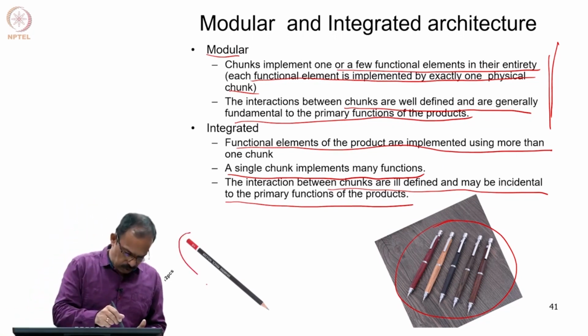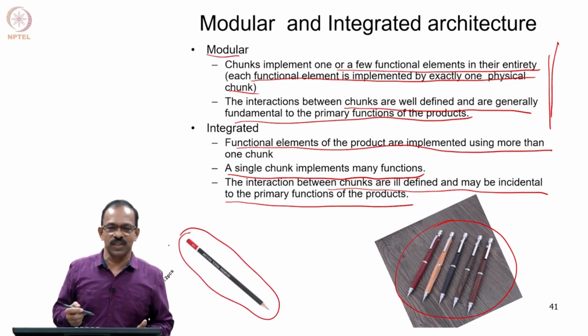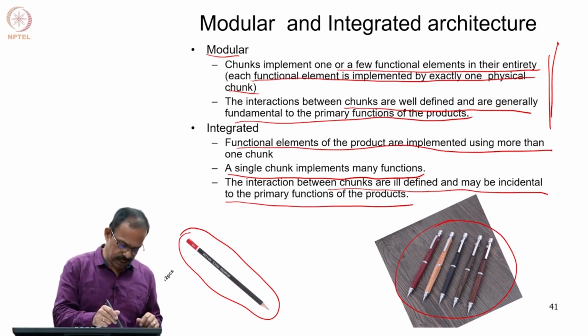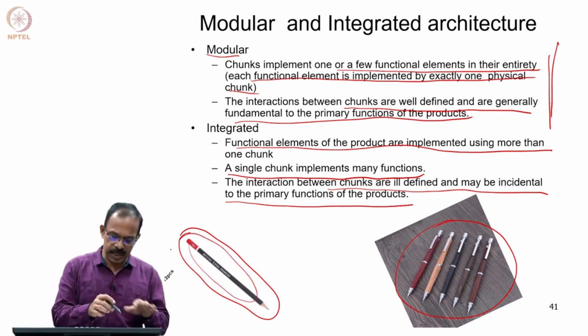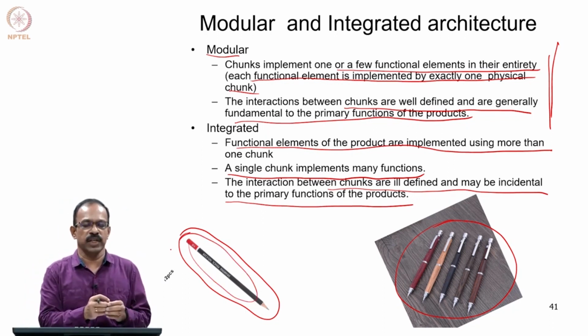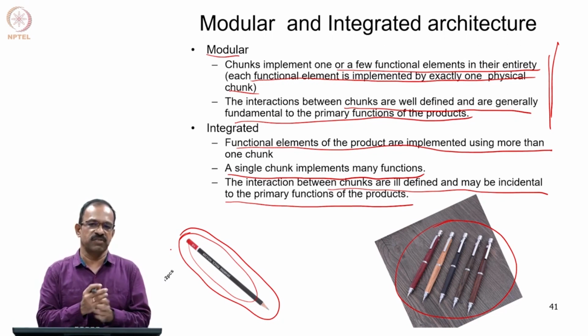So, you can take an example of this pencil. You can see in this pencil one chunk which actually provides many functions in the product. Almost all the functions of this pencil are provided by the whole chunk. Though there are multiple elements in this one, everything is combined together into a single element and it provides the function.